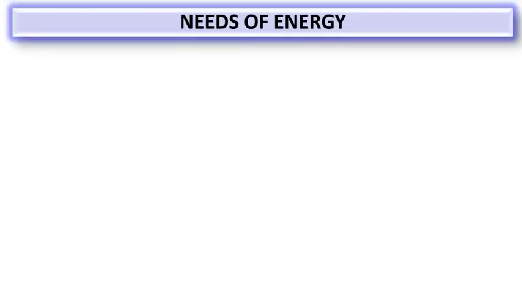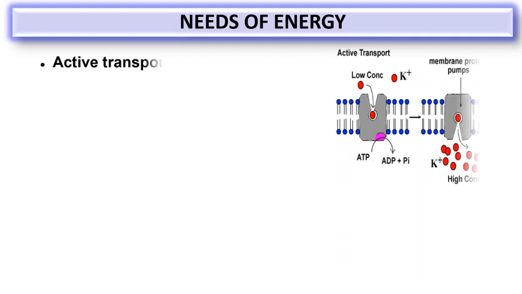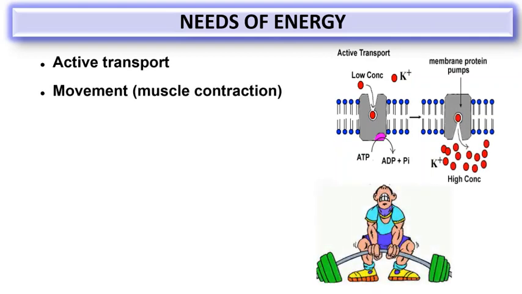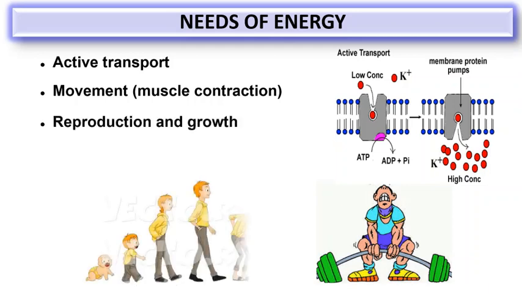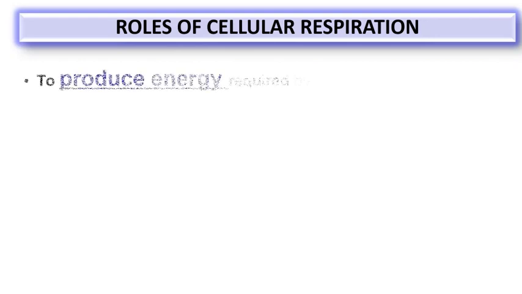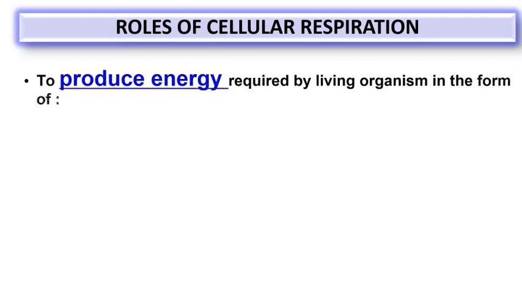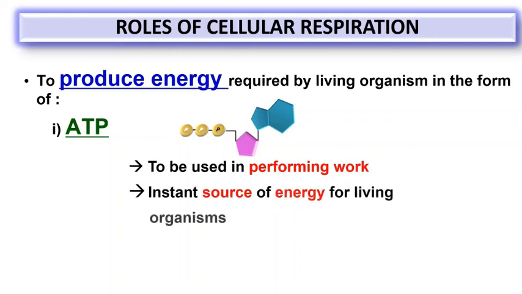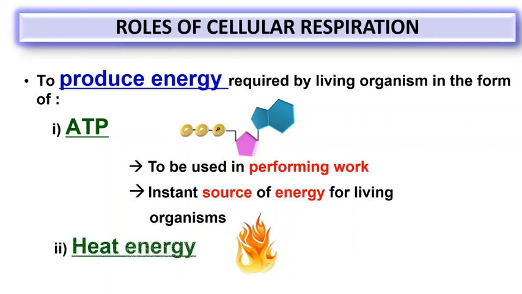So what are the needs of energy produced during cellular respiration? The first one is for active transport. Second, for movement, for example, muscle contraction, for reproduction and growth, and it is also used for excretion. So what is the main role of cellular respiration? To produce energy required by living organisms in the form of ATP, and also energy in the form of heat energy.